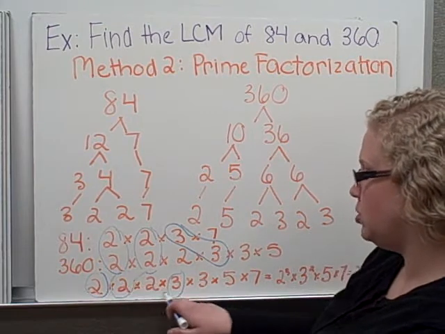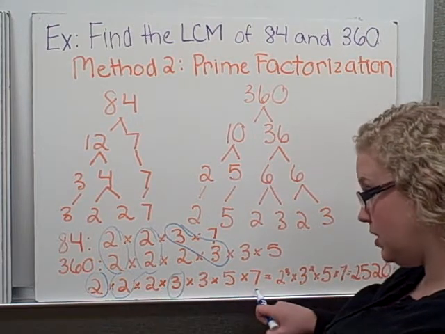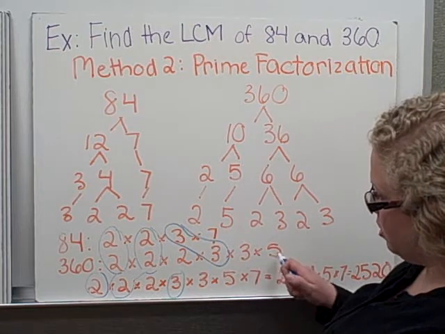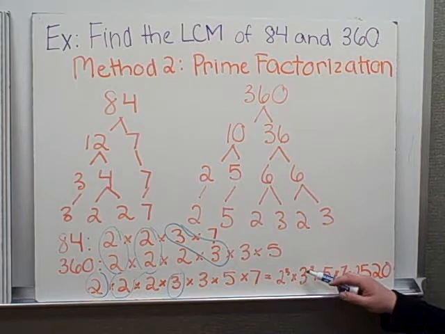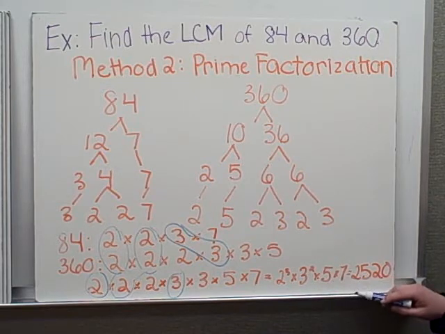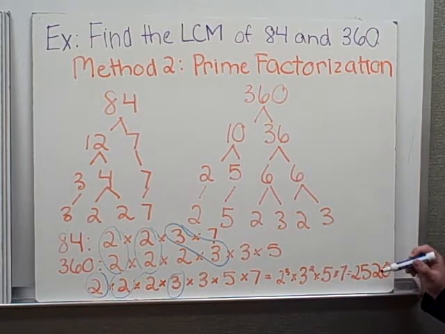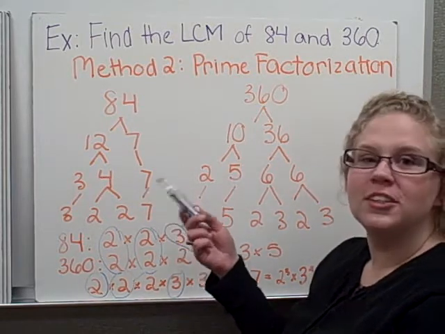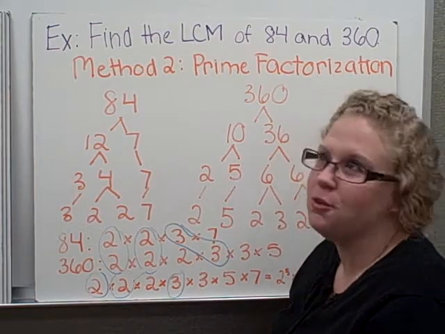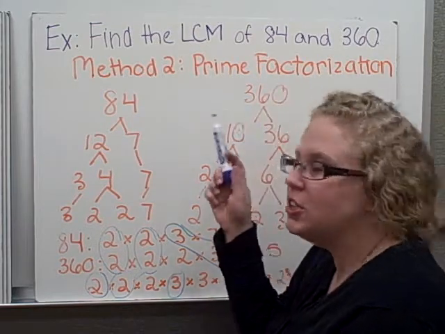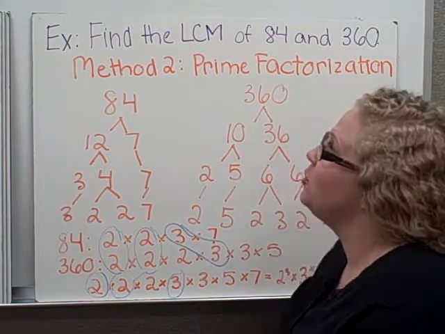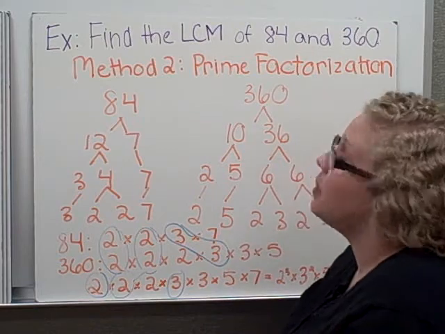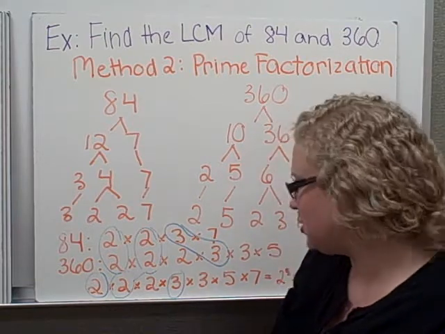So 2 times 2 times 2 times 3 times 3 times 5 times 7, which is actually 2 cubed times 3 squared times 5 times 7, or, for our final answer, 2,520. Now can you imagine sitting there and doing all this math on your calculator to get all the way up to 2,500? It would take a while. So use one of these methods, listing or prime factorization, and you'll find your least common multiple.